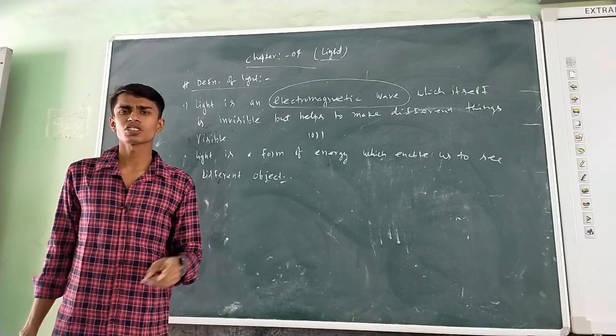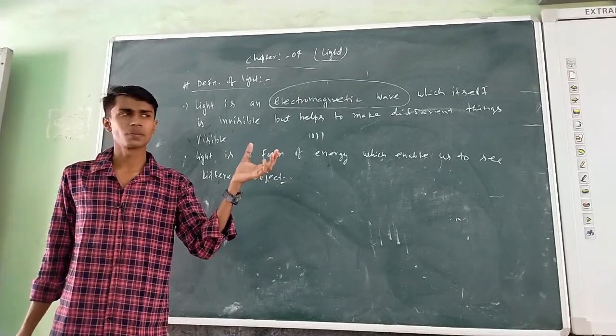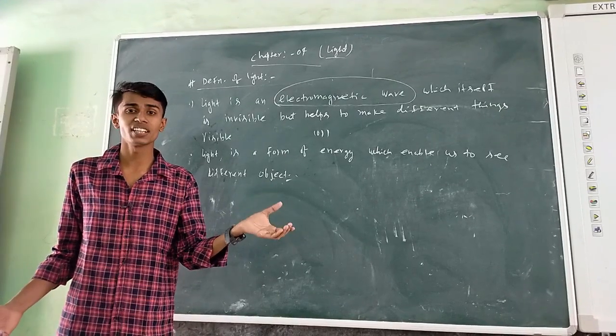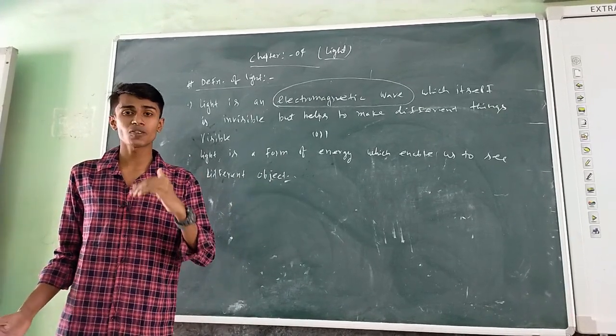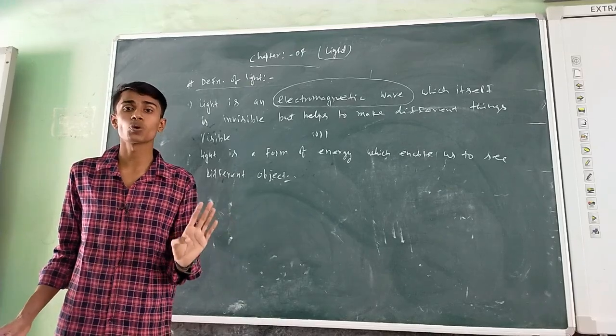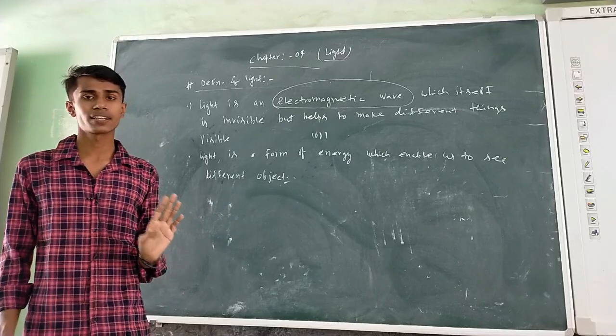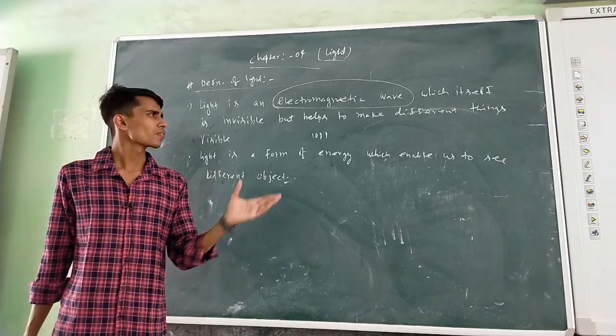You also know that in the process of photosynthesis, sunlight is used. Sunlight in the form of energy is used. The transformation of light energy into chemical energy takes place when glucose is produced. Light itself is a form of energy which enables us to see different objects. Yes or not? So how can you define light?